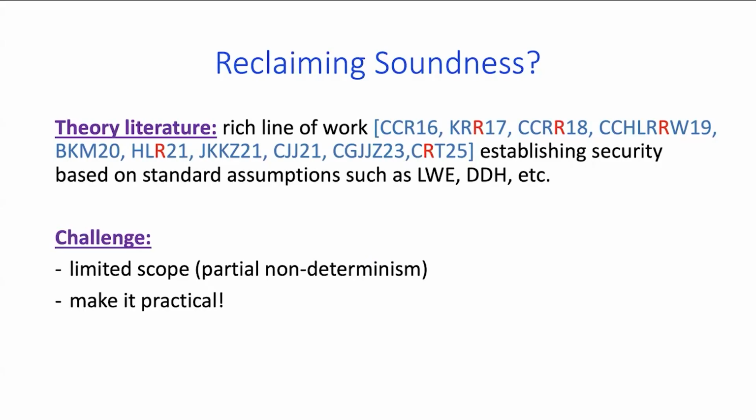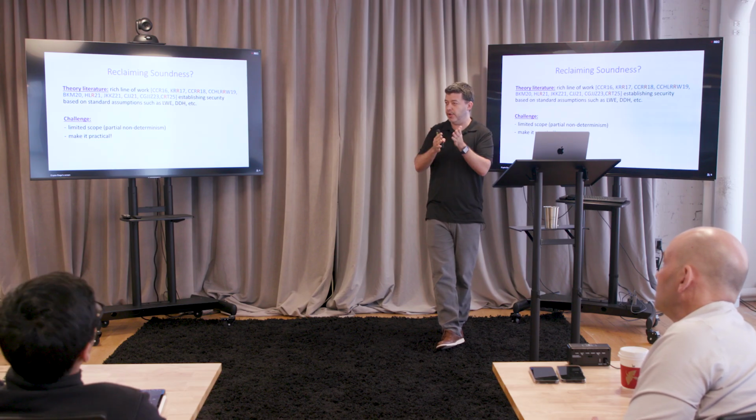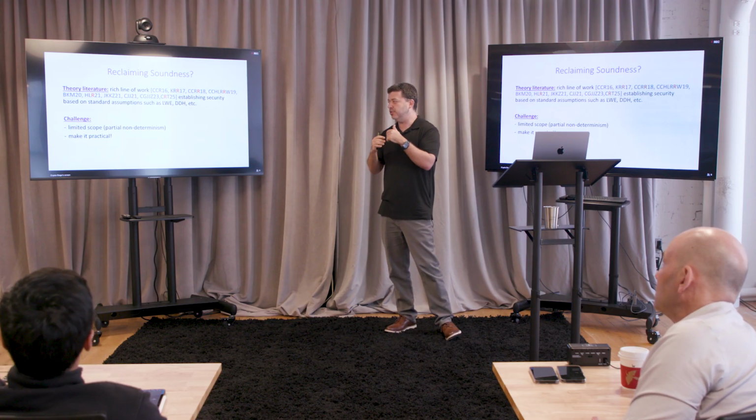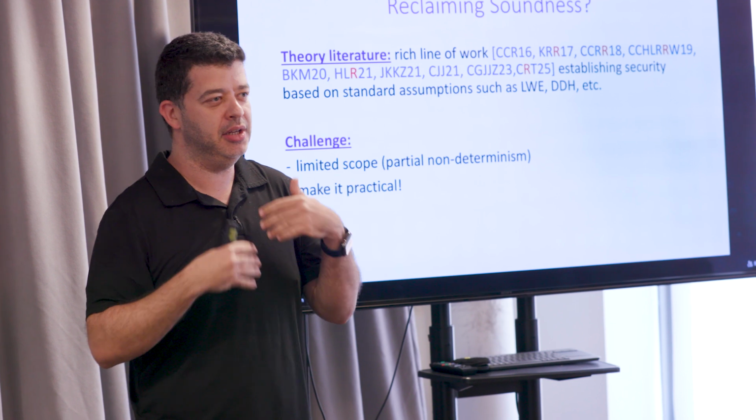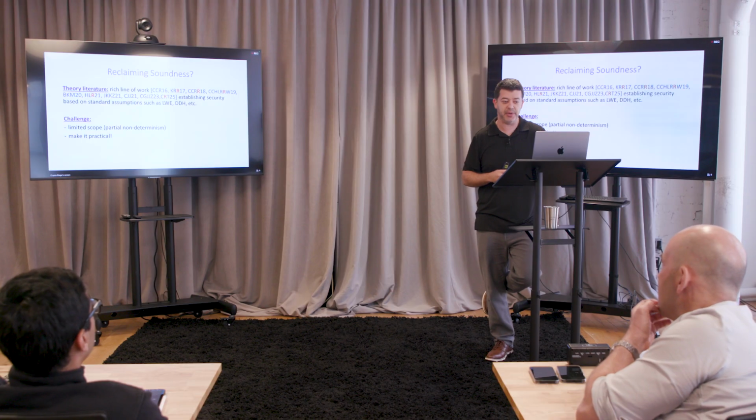So 2 challenges here. First, even before practicality, all the results that we have so far are only able to deal with a very limited amount of non-determinism. So we don't know how to prove general NP statements, forget about practicality. Even theoretically, we don't know how to do it. So in theory land, doing SNARKs for NP under standard assumptions is an open problem. Probably the number 1 open problem in theory land.